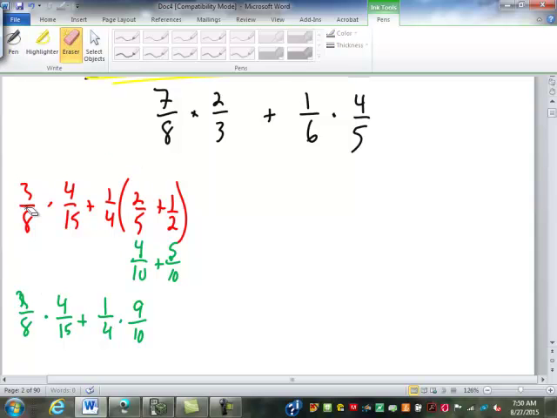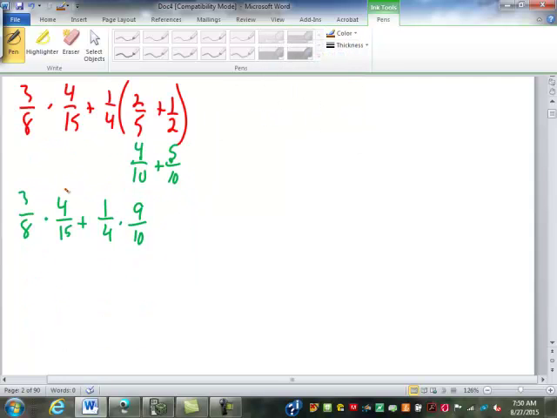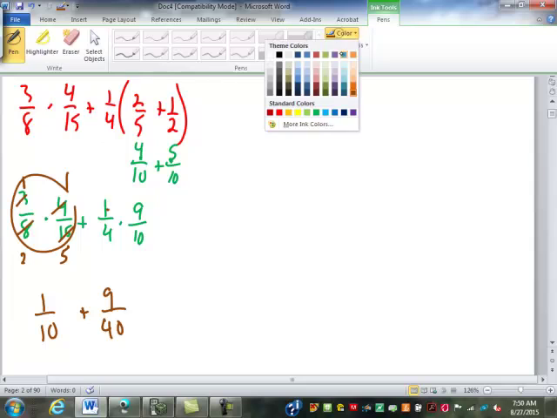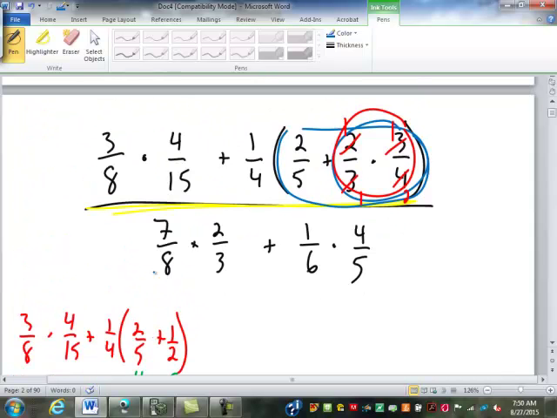And then, perfect. I can multiply, but I have to go left to right. So I got to do 3/8 times 4/15. 3 and 15 cross cancel make 1 and 5. 8 and 4 make 1 and 2. That's 1/10. Now I can go ahead and multiply this one. That's going to be 1 times 9 is 9. 4 times 10 is 40. And then 4/40 adds up to 13/40. So the top of this thing, 13/40.